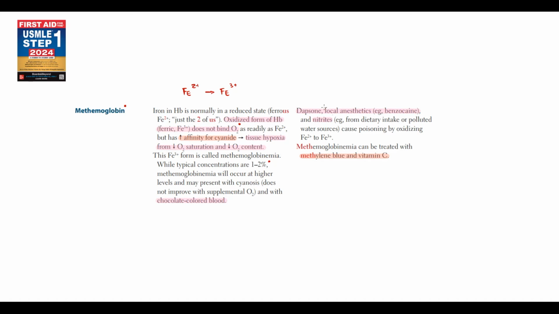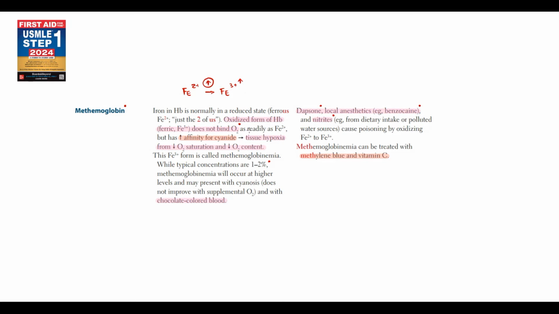The problems begin when some factors additionally stimulate oxidation of iron molecules. And the most common factors that you will most likely have in test questions are dapsone, local anesthetics such as benzocaine, and nitrates. All of them stimulate oxidation of +2 charge iron to +3 charge, and by this methemoglobin concentration dramatically increases.